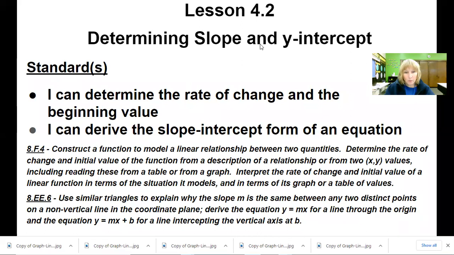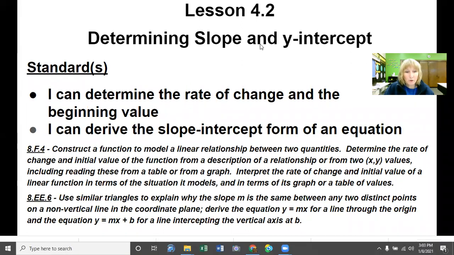Okay, as I said, determining slope and y-intercept. The standards you're going to work with is: I can determine the rate of change and the beginning value, and I can derive the slope-intercept form of an equation. It's going to be very important for a while, being able to develop these equations and finding slope and y-intercept. You have two standards with this, standard 8.F.4 and standard 8.EE.6.